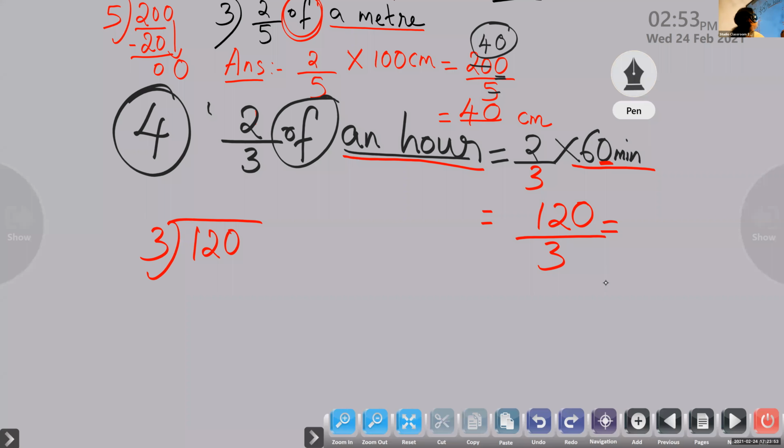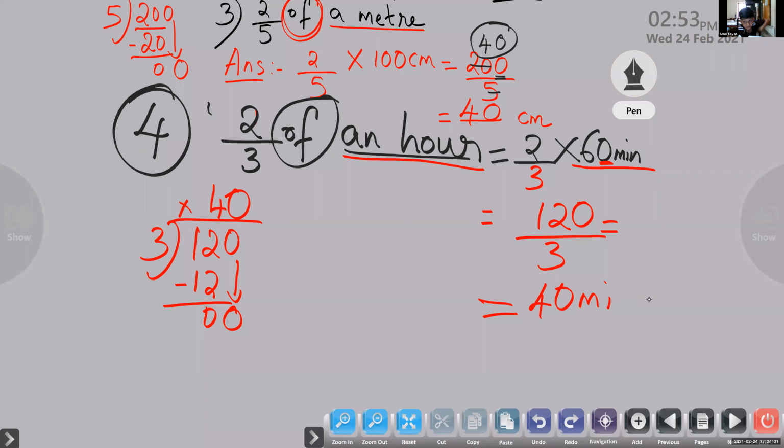So 2 by 3 of an hour means 40 minutes. You can write minutes only. Yes. The fifth one and fourth one answers are same. So that is 40 centimeter and this is 40 minutes.